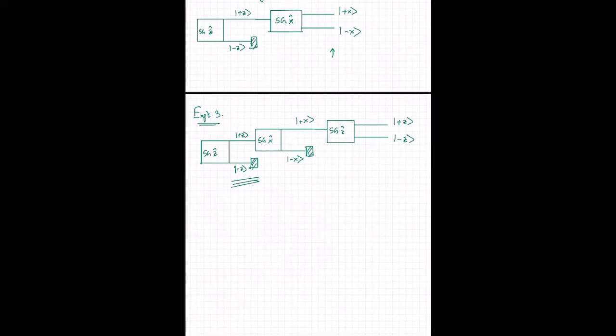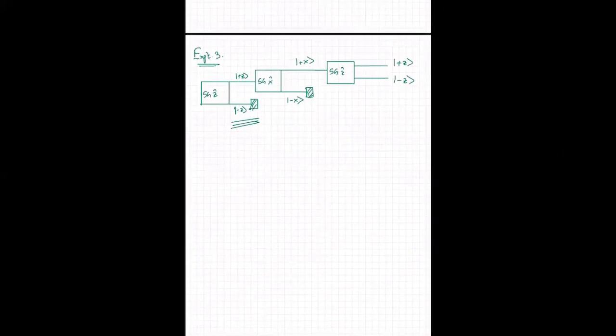So suppose I want to write down mathematically what these beams are. Let us say the total number of atoms is N, and this is equal to some number of atoms N plus and some number of atoms N minus, where N plus is the number of atoms with Sz equal to plus H bar over 2 and N minus is the number with Sz equal to minus H bar over 2.